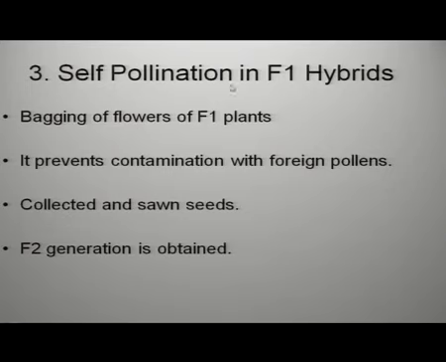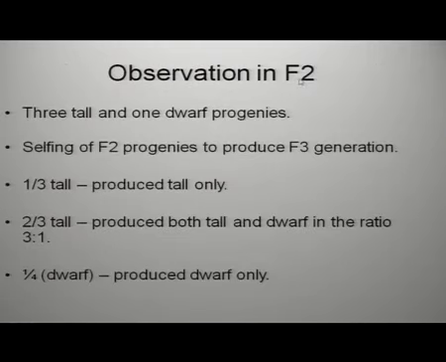In the third step, Mendel conducted self-pollination in the F1 hybrid plants in order to produce the F2 generation. F2 here means second filial generation, that means the generation in which the second hybrid progenies are produced by the selfing of F1 progenies. Mendel observed in the F2 generation 3 tall, that means 75% of the F2 progenies were tall in phenotype and 25% of the F2 progenies were dwarf in phenotype.